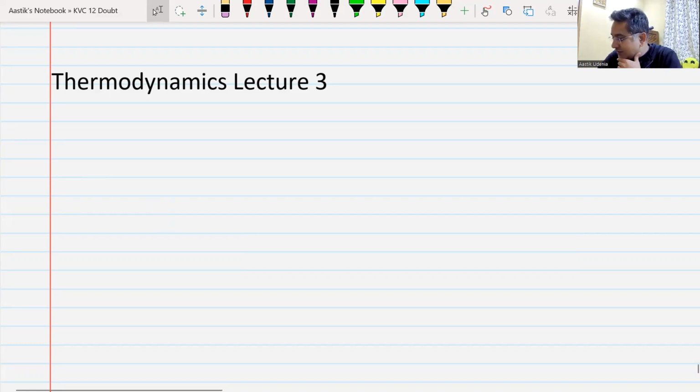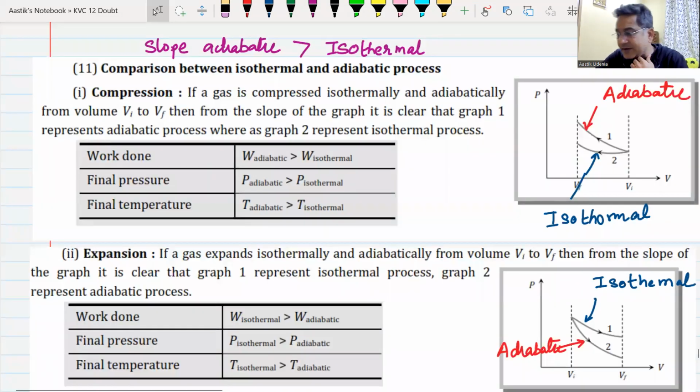In the previous lecture, I think we had seen two processes. The first of them was isothermal, and the second one was adiabatic. Do we remember those two processes? Isothermal and adiabatic. I had shown you that both processes are actually the opposite of each other. Why are they the opposite of each other? Can anyone tell me what conditions are required for a process to be isothermal, and what conditions are required for a process to be adiabatic?